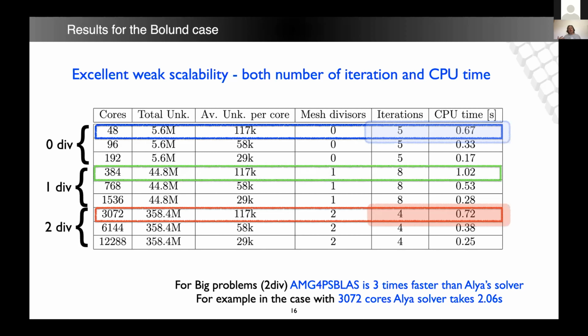If we look at the times in this same problem with Alya's own solver, in the case with 0 divisors, Alya is only slightly slower than PSBLAST. But when we go to the 2 divisor case, Alya is 3 times slower. So this is a very nice improvement that we have obtained.